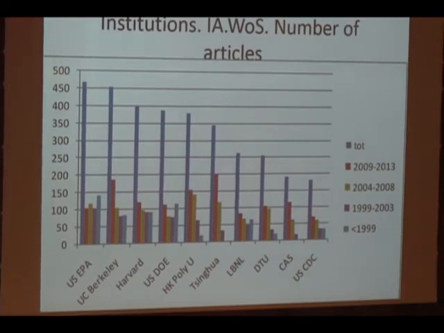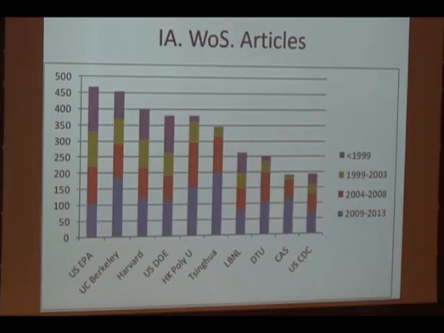If you look at the institutions, we can see that the blue line is for total number of papers in Web of Science. And most papers have US EPA, followed by UC Berkeley, Harvard, US Department of Energy, Hong Kong PolyU, Tsinghua, LBNL, DTU, Chinese Academy of Science, and US CDC. If you make it this graph instead, you can see that what is happening, if you look at the last period, the last 4 years, Tsinghua has published most. And if you look at the trend, it looks like Tsinghua within 4 years will be in the lead.